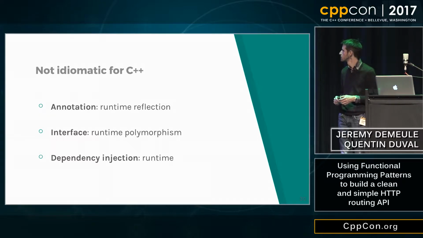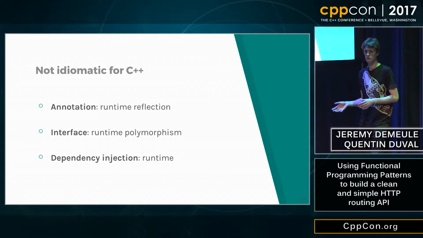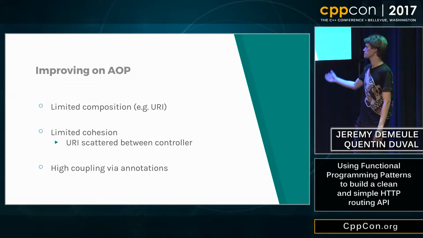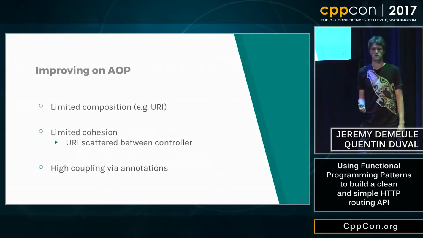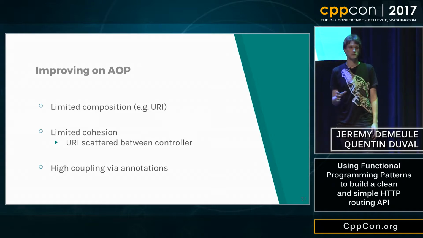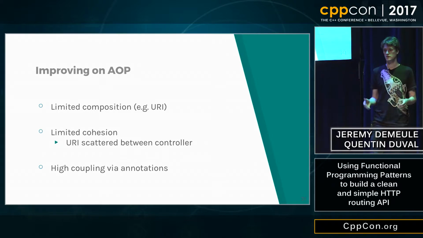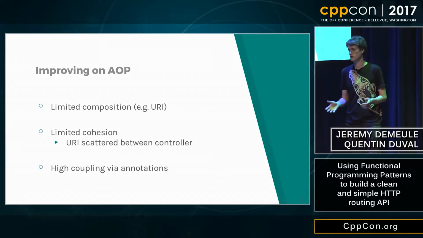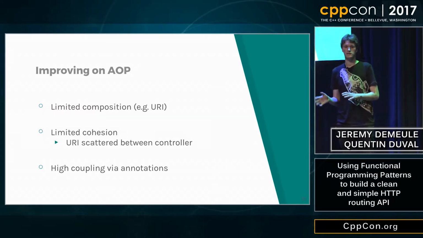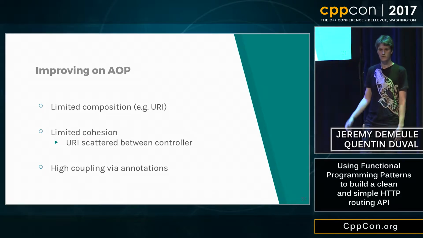So these are only some of the reasons why it's not a good idea to take just what exists in the Java world and put it into C++. But in fact, there are other things that we would like to improve about this approach. The first thing would be the limited composition. We declare the URI inside request mapping annotations, which means that the URIs are strings that are not accessible as first-class elements. We cannot just manipulate them. We cannot create a function that will return them and put them in the annotation, and that deprives us of being able to factorize the URI, for example. So that's the first problem.